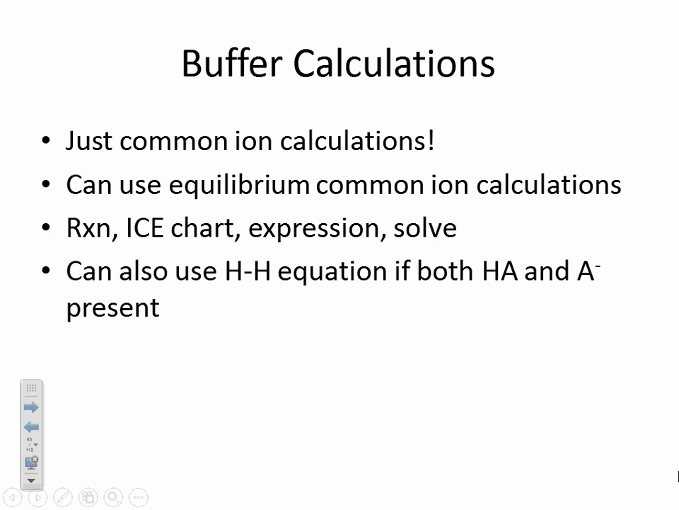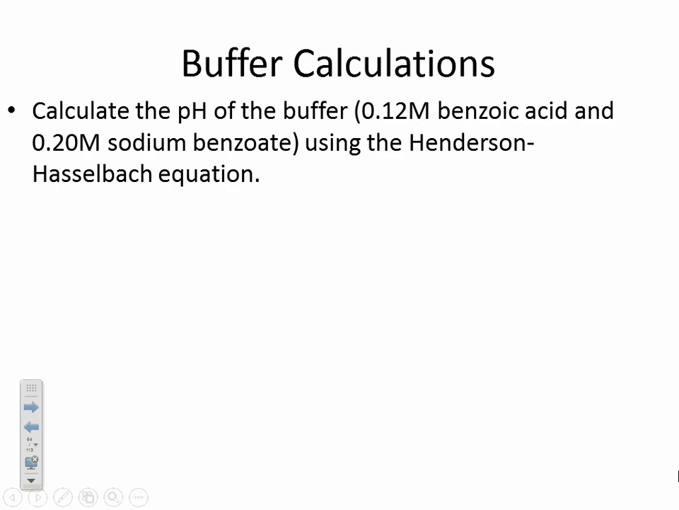Buffer calculations are really just common ion calculations, that's all they are. So reaction, ICE chart, expression, solve, same situation as always. But the thing that I will say now is that we can also use the Henderson-Hasselbalch equation if you have both your HA and A minus present. So a simple buffer problem: calculate the pH of the buffer. There's 0.12 molar benzoic acid and 0.20 molar sodium benzoate, using the Henderson-Hasselbalch equation, which is here.